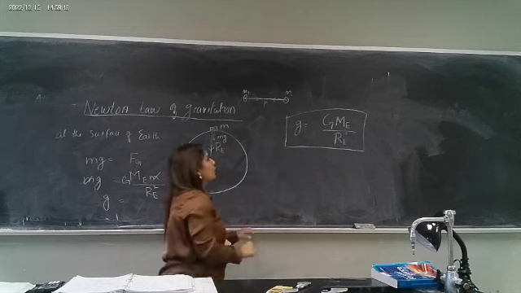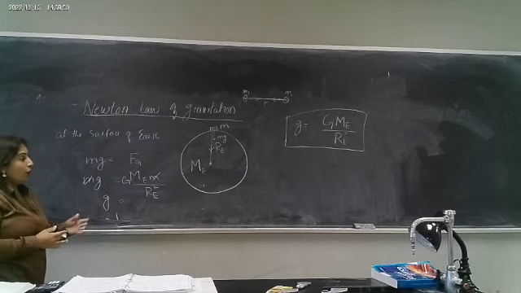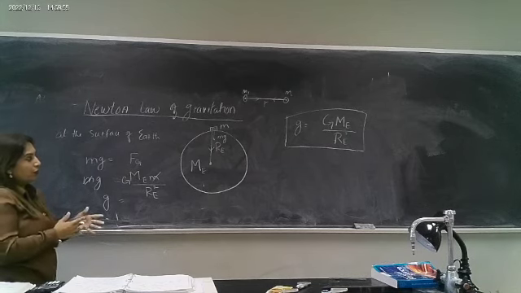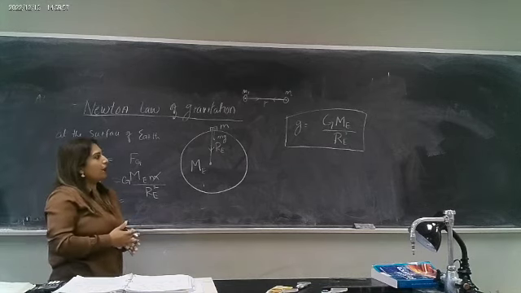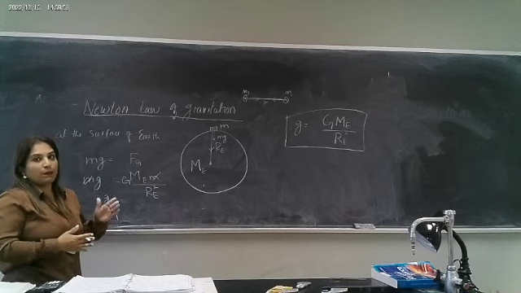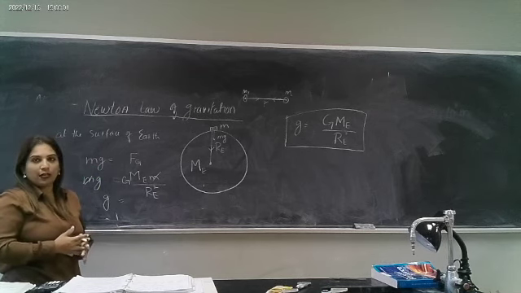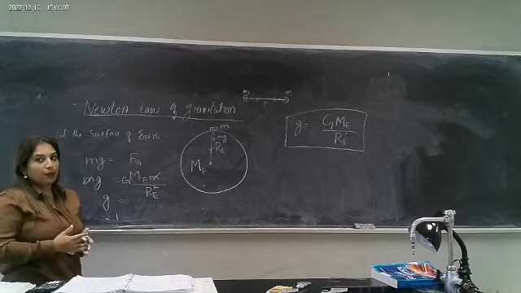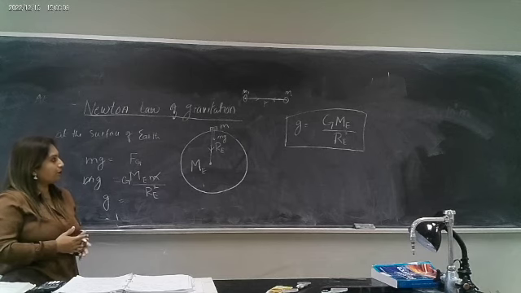So you can see that g depends on distance now. We already know the value of big G, that's the universal gravitational constant. ME is the mass of the Earth, RE is the radius of the Earth. By plugging in these values, we can also find out the value of acceleration due to gravity, and we already know it should be 9.8 meters per second squared. That's another way to approach this physical quantity.